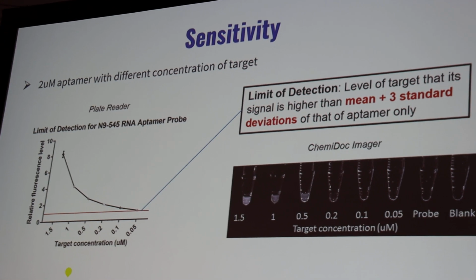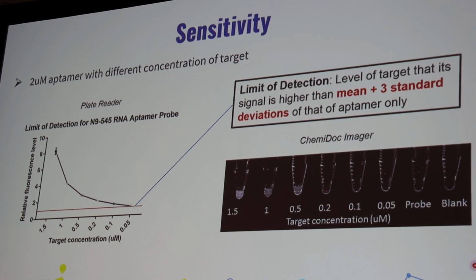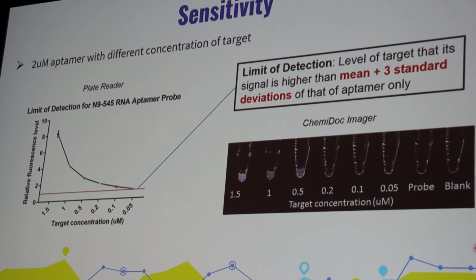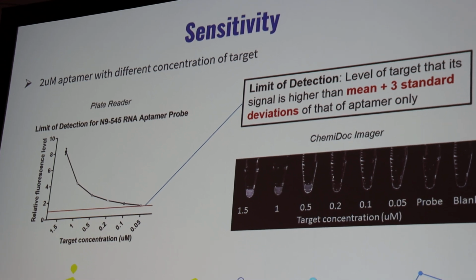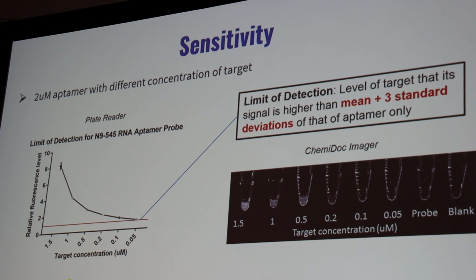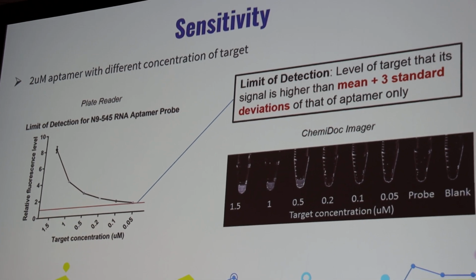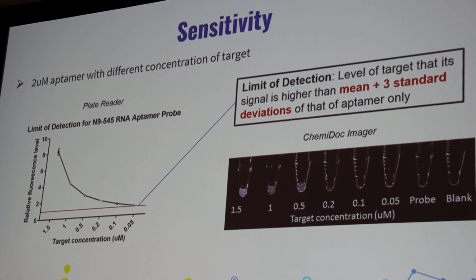And for the sensitivity, we have hybridized our probe with different concentrations of the target RNA. From the plate reader data, you can see that the limit of detection, which means the level of the aptamer-only data plus standard deviations, the sensitivity is about 0.05 micromolar. And this is also visible in the imager, but the limit of detection might be higher.